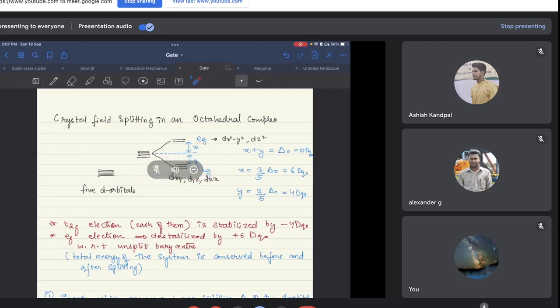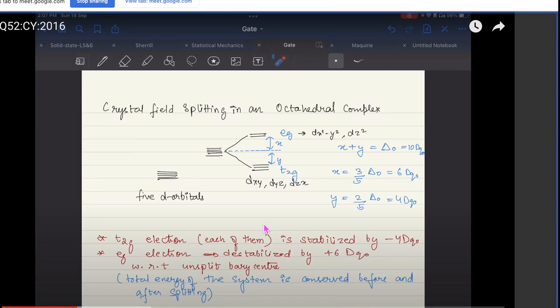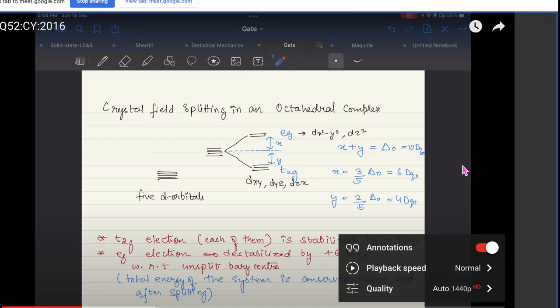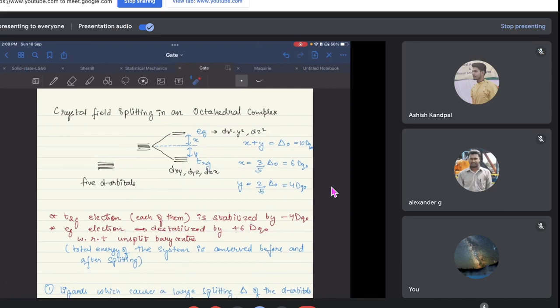The T2g orbitals are dxy, dyz and dzx, whereas the Eg orbitals, having higher energy, are dx square minus y square and dz square. The dotted line here denotes the barycenter, and we can calculate the x and y values like this. You can find out that each T2g electron is stabilized by minus 4 Dq, or we can write it as minus 0.4 delta naught.